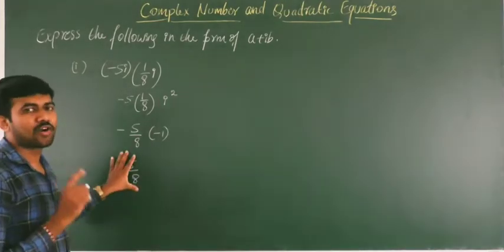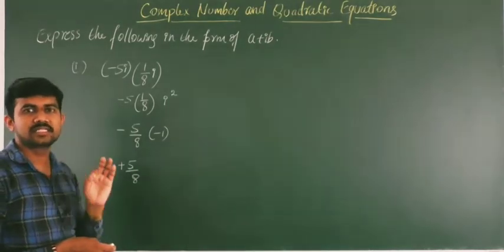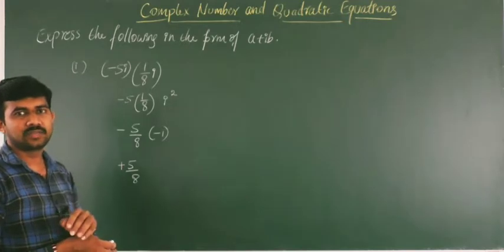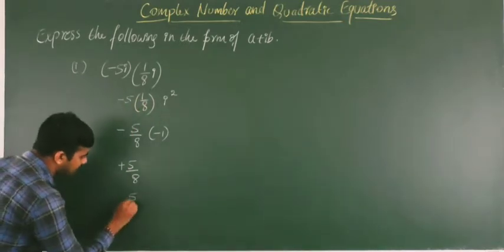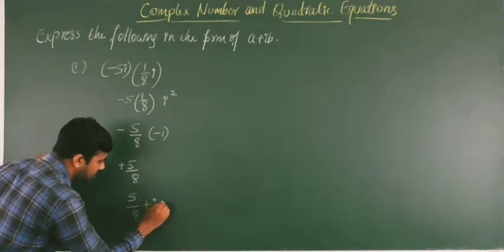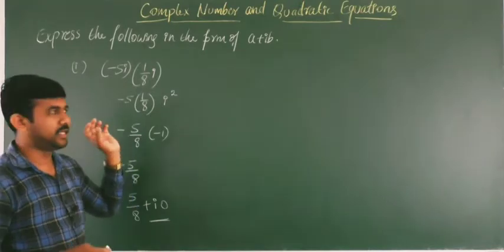Now clearly it is a complex number, but it is a purely real complex number, meaning its imaginary part is 0. So we can write this in the form a plus ib like this, that is 5 by 8 plus i into 0. So clearly it is now in the form a plus ib.